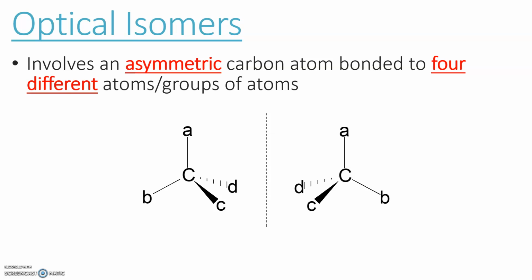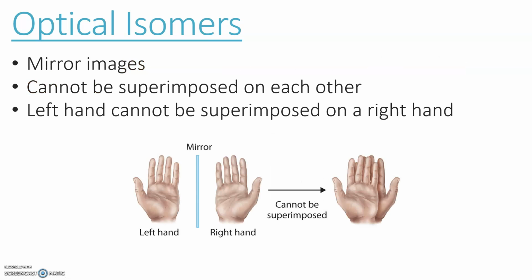reflecting it. So we must have an asymmetric carbon atom, which has 4 different groups of atoms attached to it. That's the requirement for optical isomers to form. Yes, this is what I was talking about, the hands. You can get from one hand to the other by reflecting in a mirror, but you can't get from one hand to the other by superimposing. Even if you rotate it, you still don't get from one hand to the other.